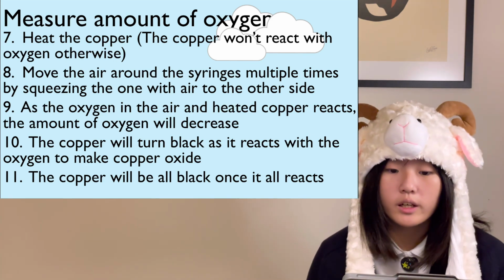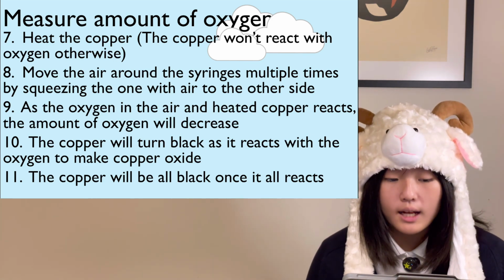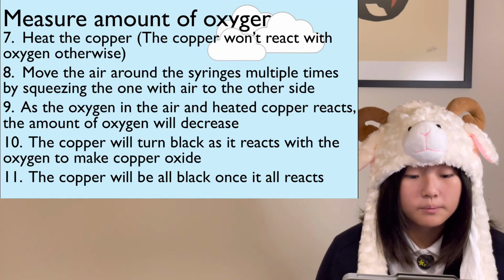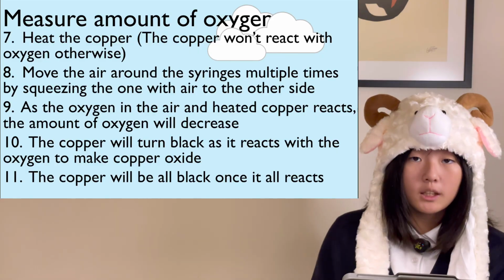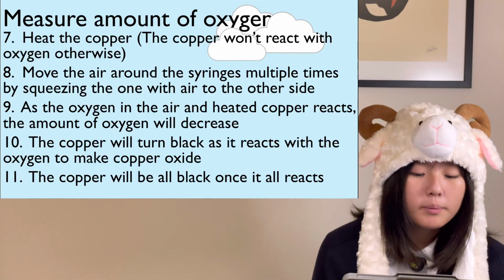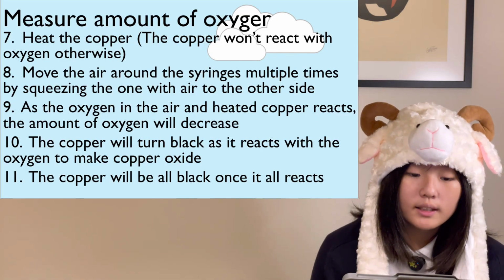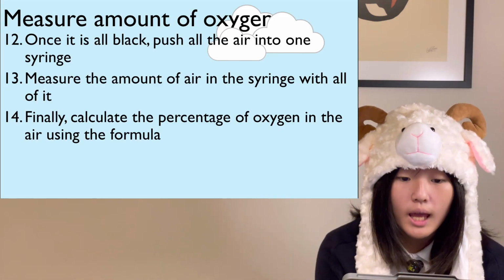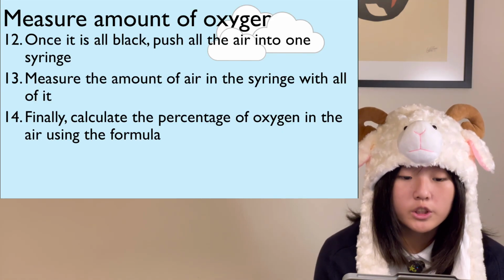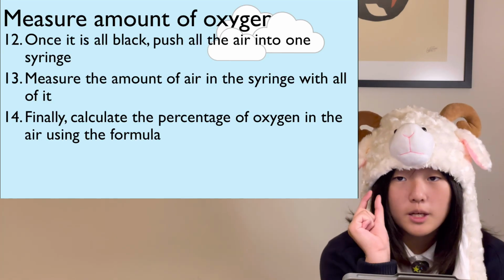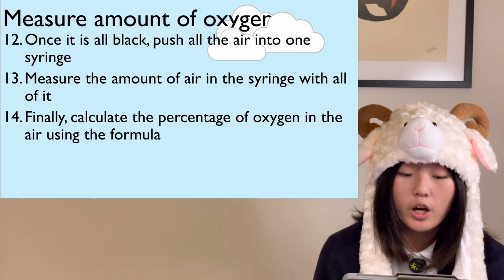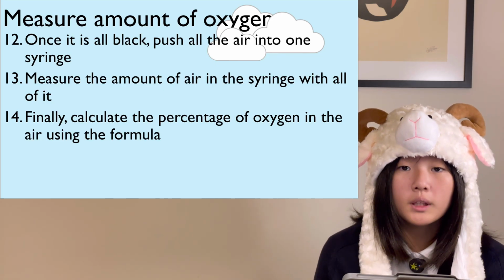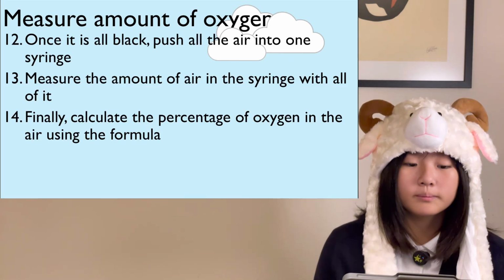As the oxygen in the air and heated copper reacts, the amount of oxygen will decrease. The copper will turn black as it reacts with the oxygen to make copper oxide. The copper will be all black once it all reacts. Once it is all black, push all the air into one syringe. Measure the amount of air in the syringe with the little measurements on it. Finally, calculate the percentage of oxygen in the air using the formula that you just learned.